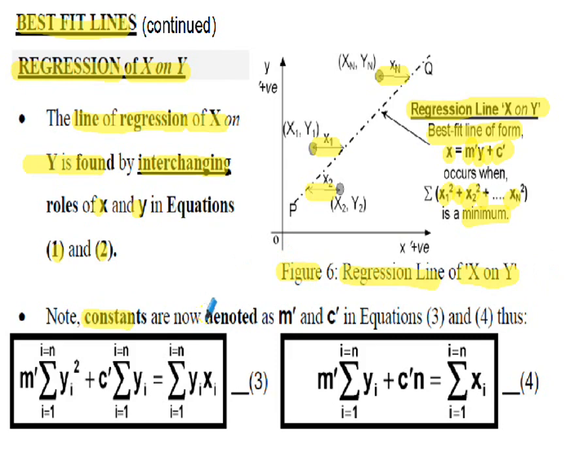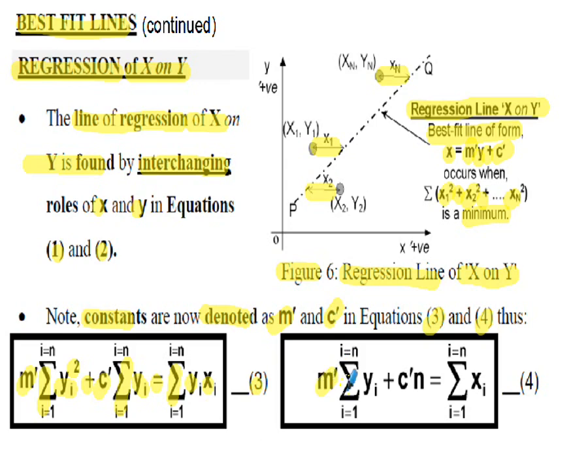Note the constants are denoted here as m dash and c dash, so in equations 3 and 4 we have slightly different notation. In equation 3 we've got m dash multiplied by the summation of the y values squared, plus c dash multiplied by the summation of the y values, and that's equal to the summation of the y times the x values, equation 3.